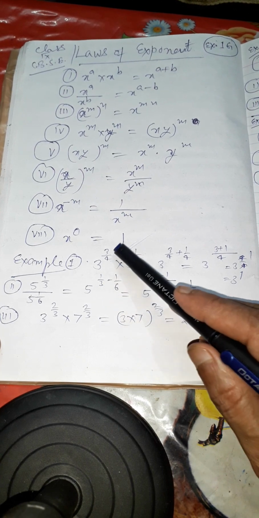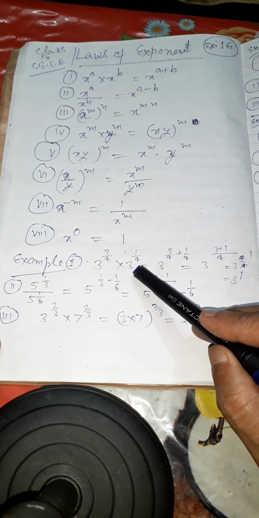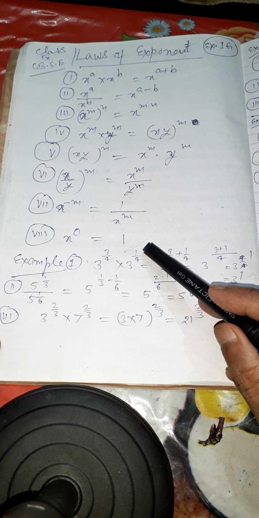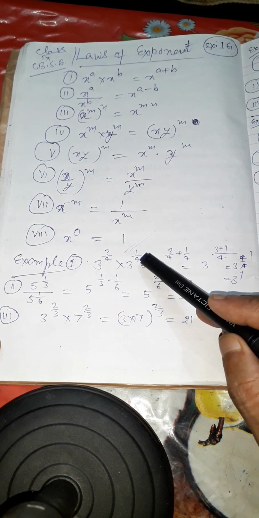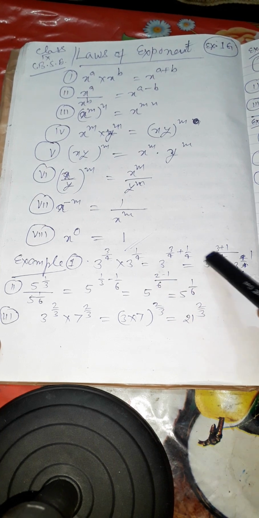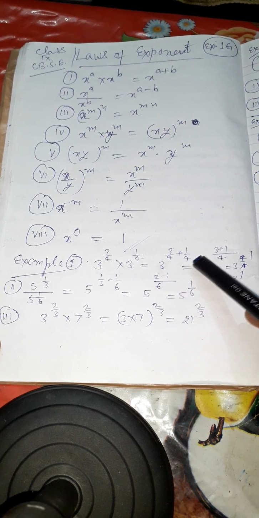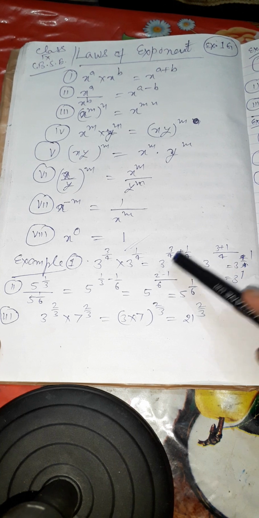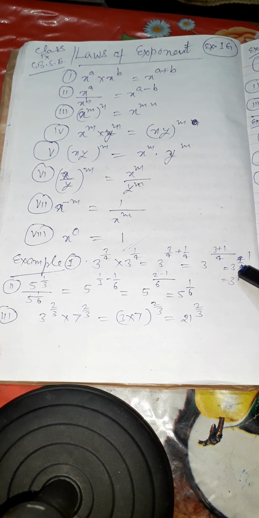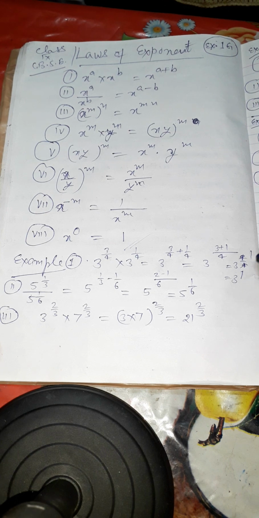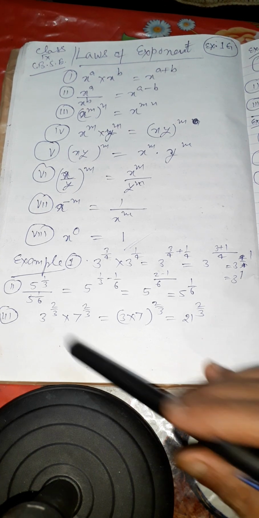Now we start example number 1. 3 to the power 1 upon 4 into 3 to the power 3 upon 4. We will add both the exponents. Then we take the LCM 4, 3 plus 1, it is 3 to the power 4 upon 4, it is 3 to the power 1.